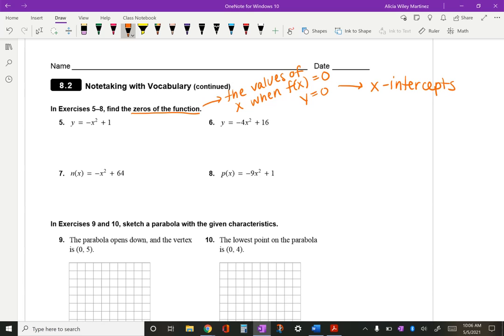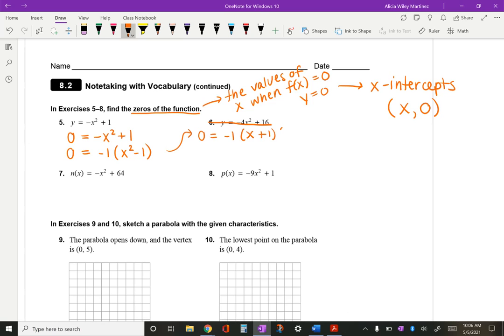So for each of these problems, what you're going to do is plug in 0 for y, because at an x-intercept, it's always x comma 0, where the y value is 0. If I let y be 0, I can then use factoring to solve this. So I take out a -1, and I'm left with a difference of 2 squares.